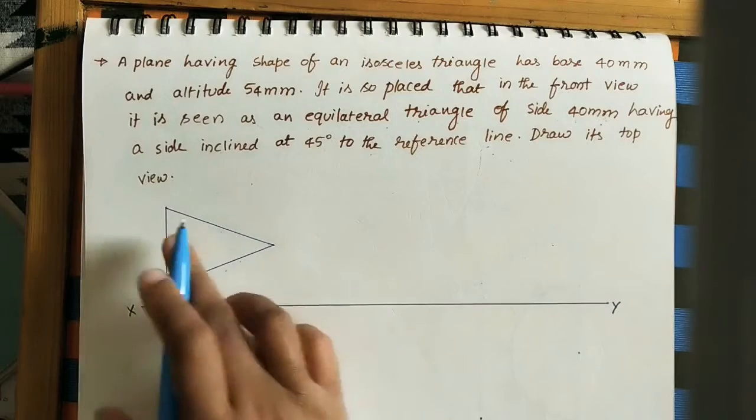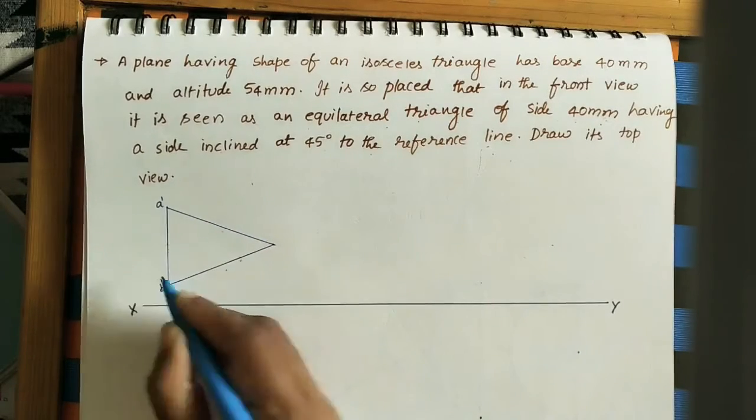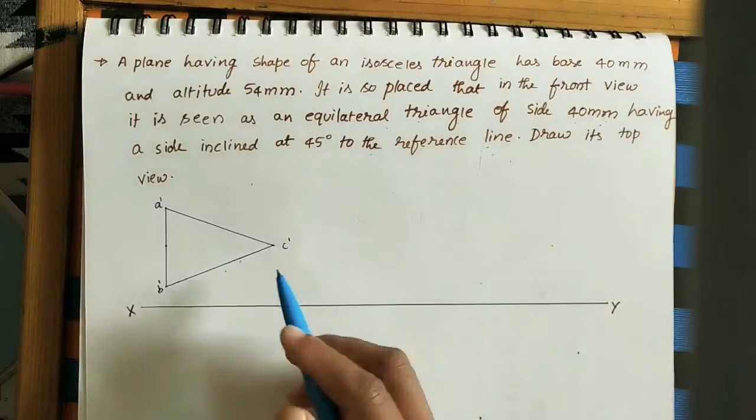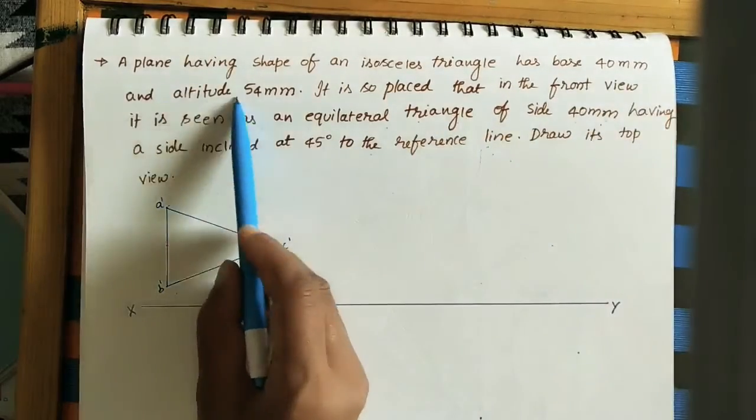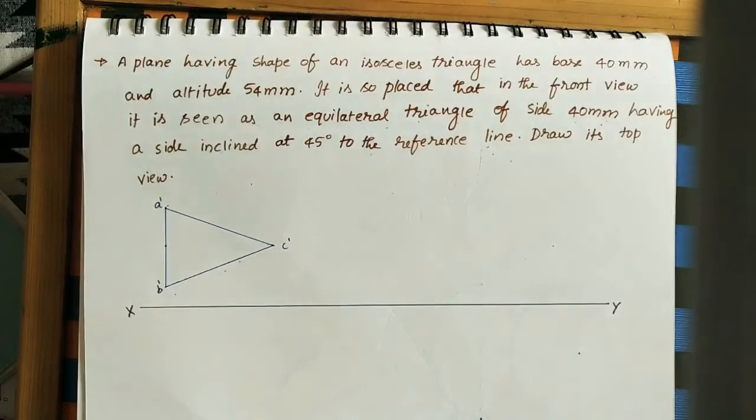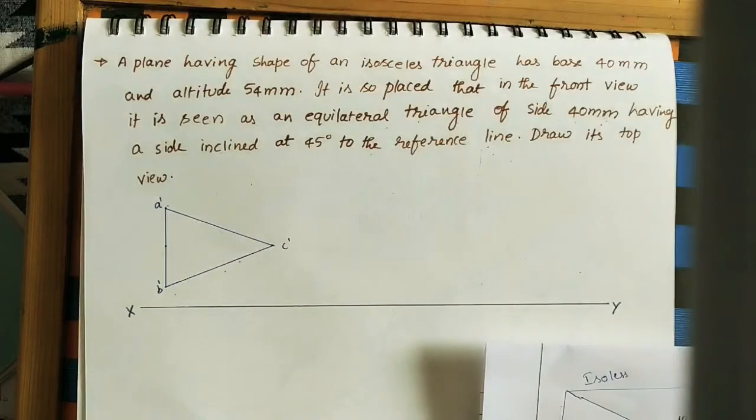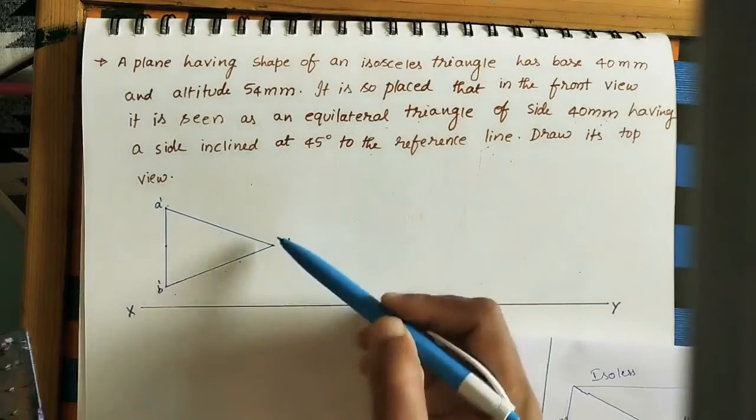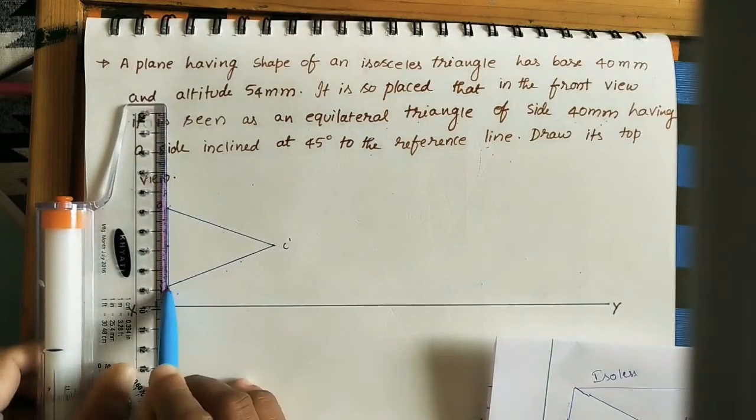Give the names for the front view. For front views we are giving A dash, B dash, C dash. According to the dimensions, the base is 4 centimeter and the altitude, that is the height, is 5.4 centimeter. This is the front view. After that, do the top view. As I told, it is looking like a line. For doing it, we have to draw the projector lines at all the points. Draw the projection lines at all the points.